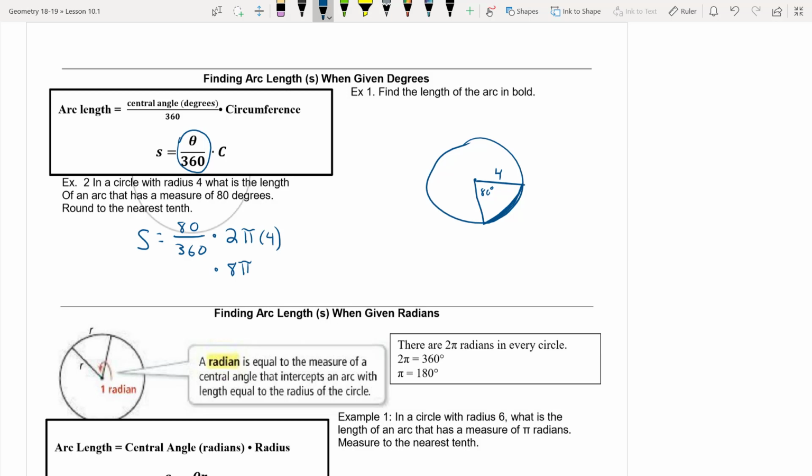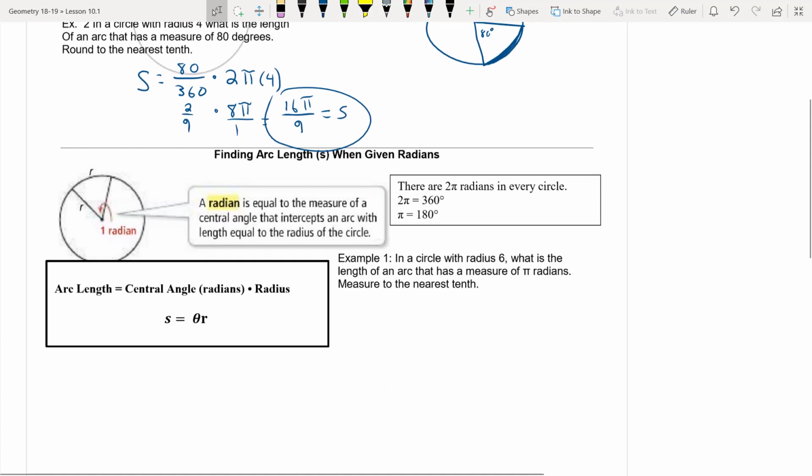So in doing that, 80 divided by 360, when we simplify that fraction, is actually 2/9. So when I multiply these, I've got 2 times 8 is 16 pi over 9. And that right there is my final answer. It looks really weird, but it was a perfect answer. That's an exact answer. We don't get a decimal there.